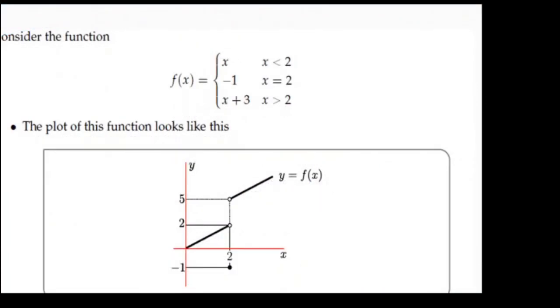Now look at this example. The function is given as: for x less than 2 it is x, at x equal to 2 it is minus 1, and for x greater than 2 it is x plus 3. If we plot this function in the graph, we can see that when we approach 2 from the left hand side, the limit is near 2, and when we approach from the right hand side, that is greater than 2, the plotted points are approaching 5. Therefore the left hand limit is 2 and the right hand limit is 5. The left hand limit is not equal to the right hand limit, therefore the limit does not exist.